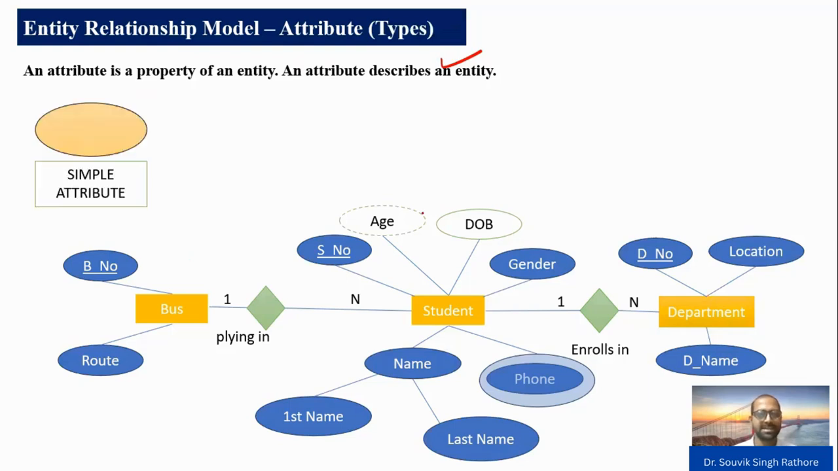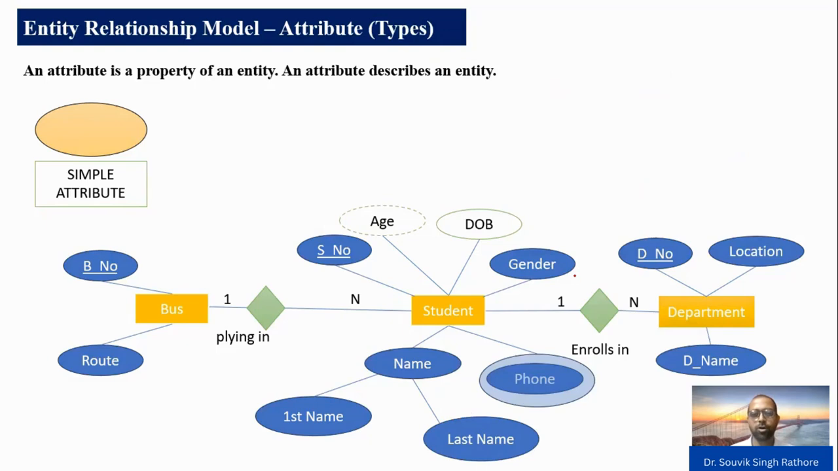The first is the simple attribute. These attributes cannot be divided any further. For example, your gender over here is a simple attribute. Then you can have your roll number, your serial number, the bus number, or the department number. These cannot be divided any further, so these are called simple attributes. They are represented using a single oval like this.